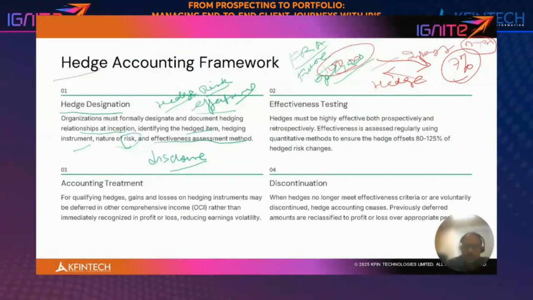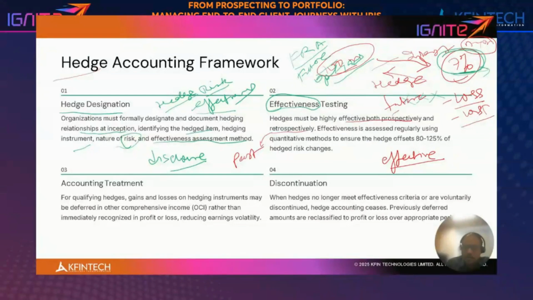Second is effectiveness testing. Suppose I did a hedge over here for my 7% YTM portfolio, and the hedge is not working. Even after hedging, my portfolio is in loss, or the losses are higher than the anticipated loss. That means my hedge is not effective. So hedges must be highly effective both prospectively and retrospectively. Retrospectively means past. Prospectively means future.